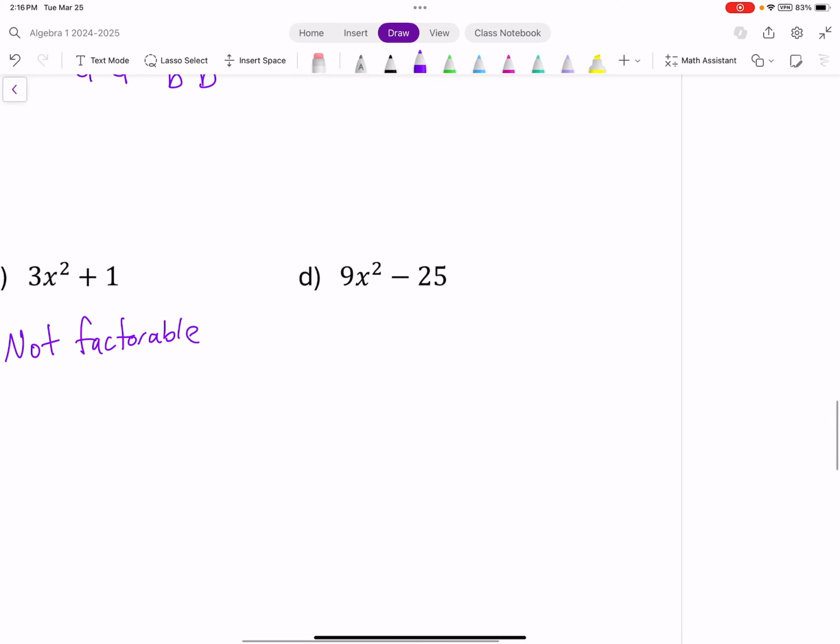Letter D, we can go ahead. This is a subtraction problem, so I'm going to break them up. What value times itself is 9x squared? That would be 3x times 3x. The value times itself to get 25 would be 5 times 5. So I would have 3x plus 5 and 3x minus 5.